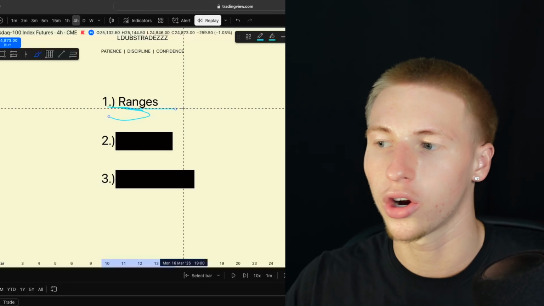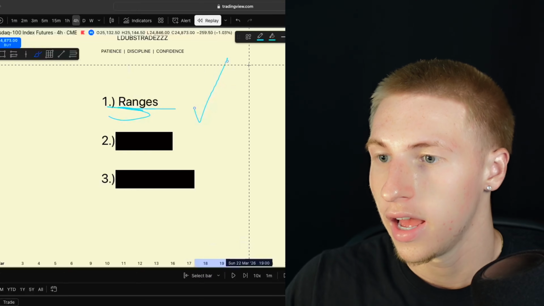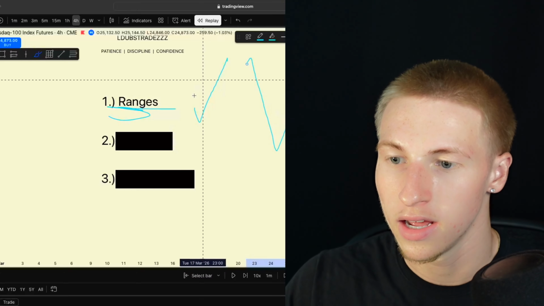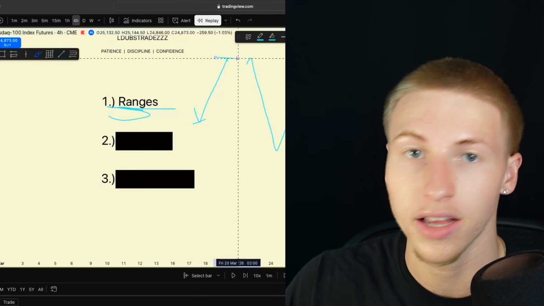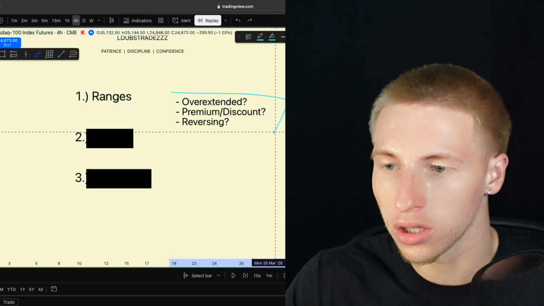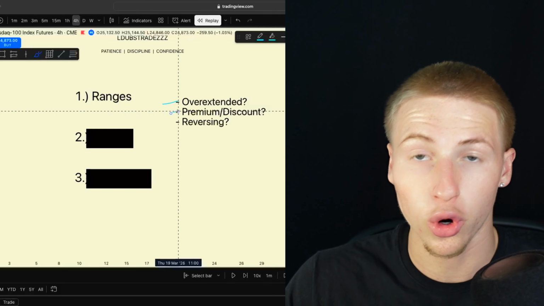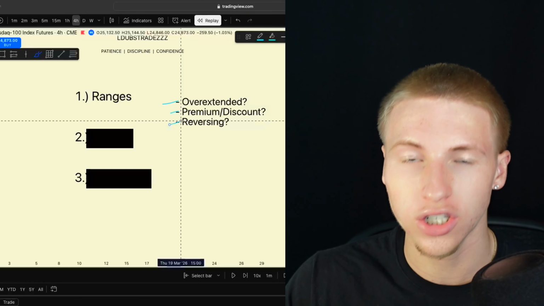ranges. What does the market do? The market ranges, right? It ranges from lows to highs and pretty much from highs to lows, right? This right here from this low to this high is a range. This high to this low is a range. Our ranges can simply look three different ways. We can either be overextended, we can be in the premium or the discount, or the range can fully be reversing.